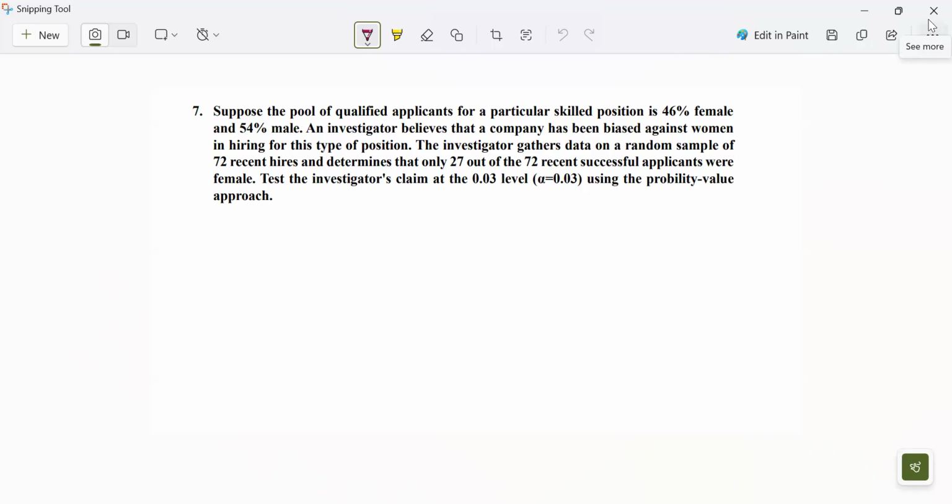Let's look at the solution here. We are testing this claim right here: the investigator believes the company has been biased against women. Supposedly there should be 46% female and 54% male. So here is step 1, H0 and H1.